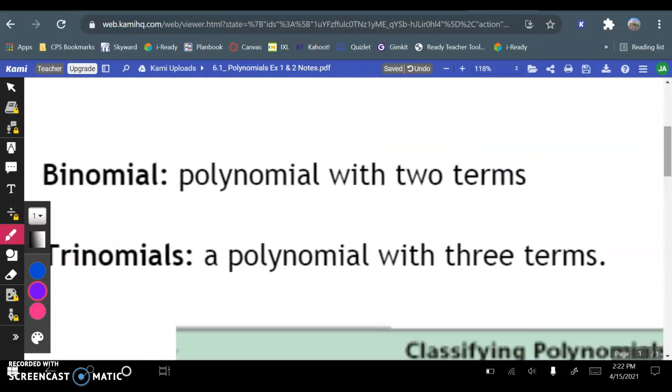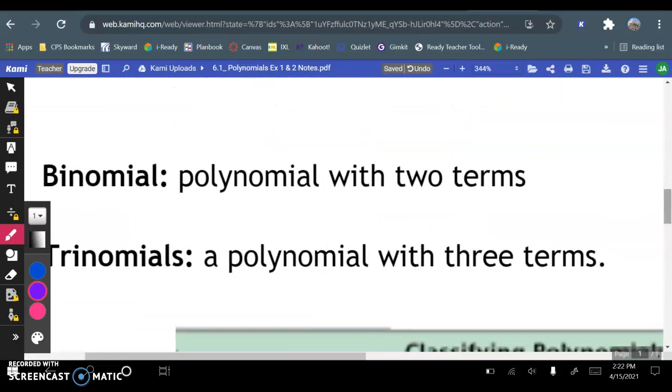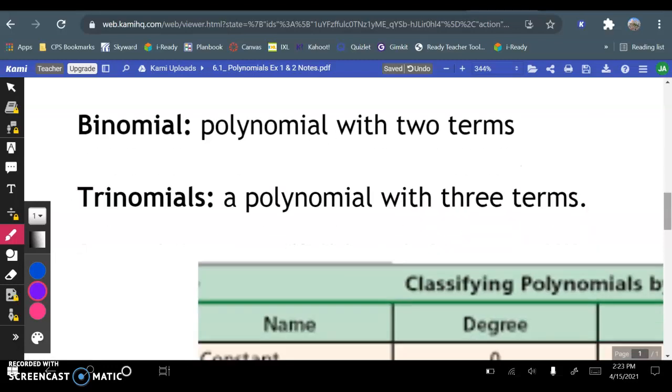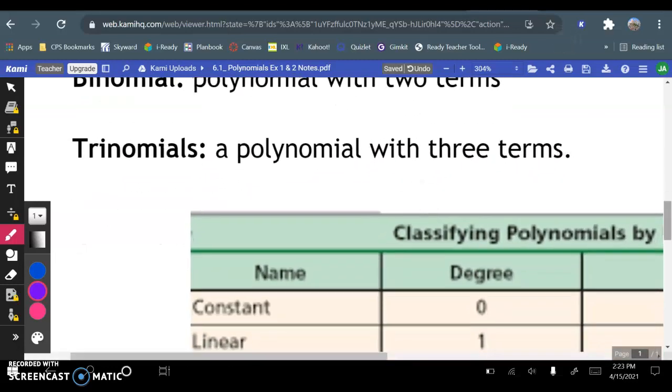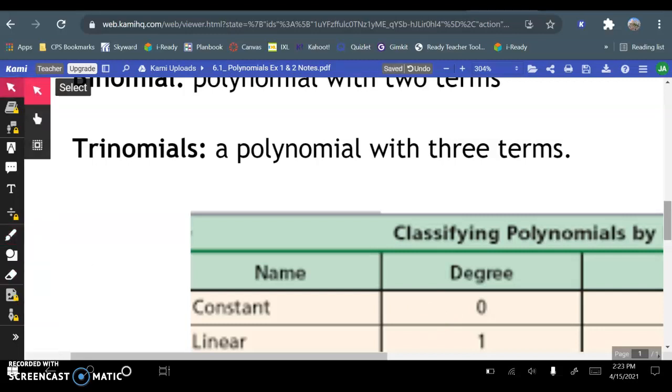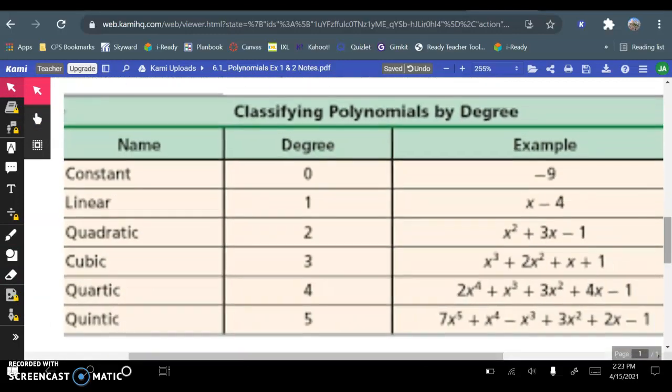A binomial is a polynomial with 2 terms. So only 2 pieces, 2 terms, 2 chunks. That's considered a binomial. A trinomial is the same thing, only it has 3 terms, 3 pieces, 3 chunks. Monomial, binomial, trinomial. Monomial has 1, binomial has 2, and trinomial has 3 terms.